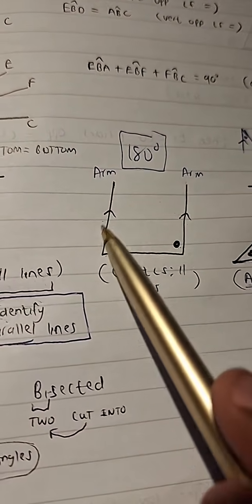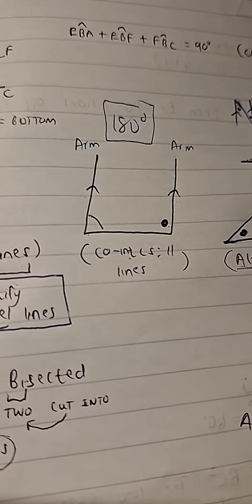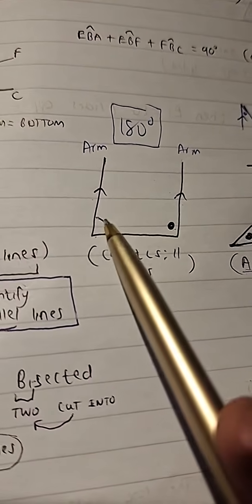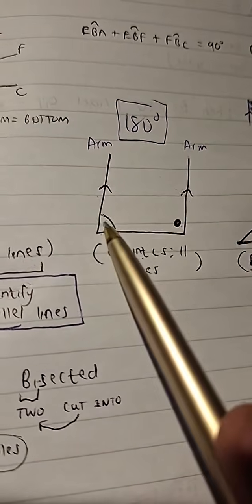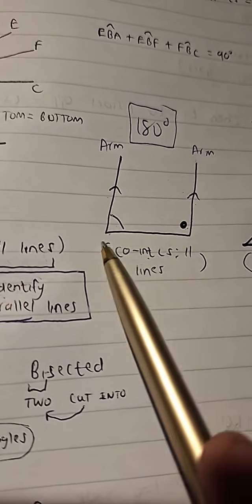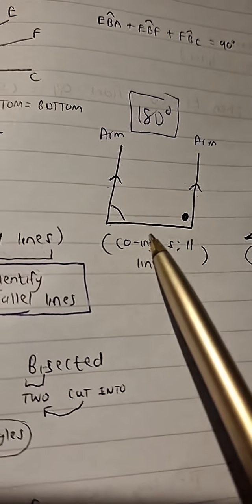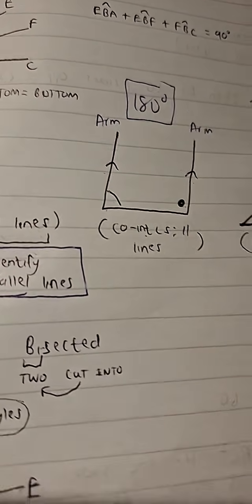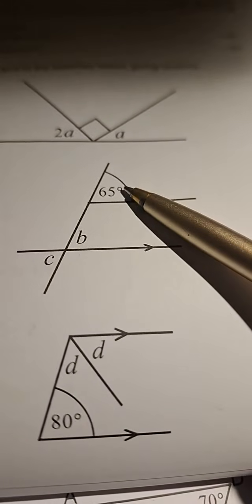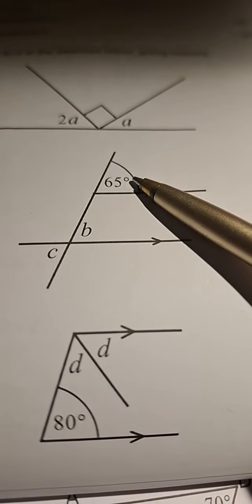Then lastly, the U shape, co-interior, the armpit angles. They add up to 180 degrees. We say those are co-interior angles. Why? Because the lines are parallel, the U shape. That is why, for instance, here, what did we say?